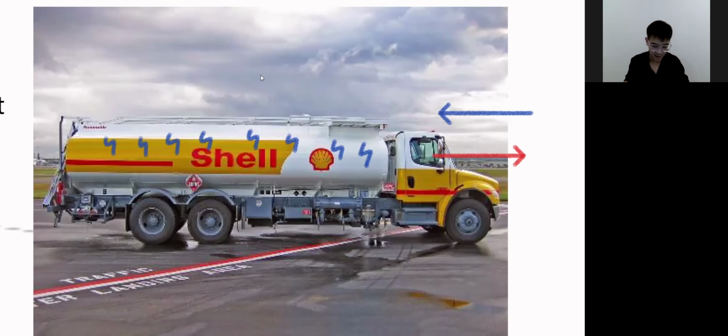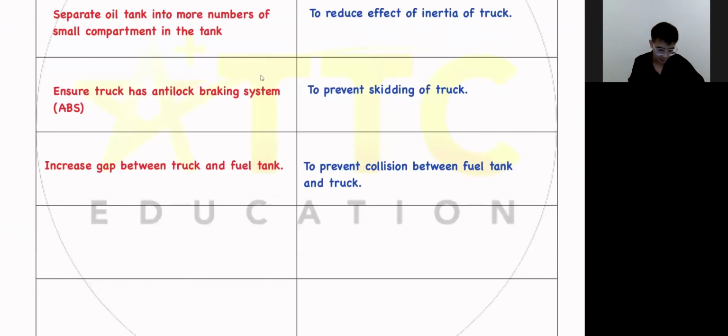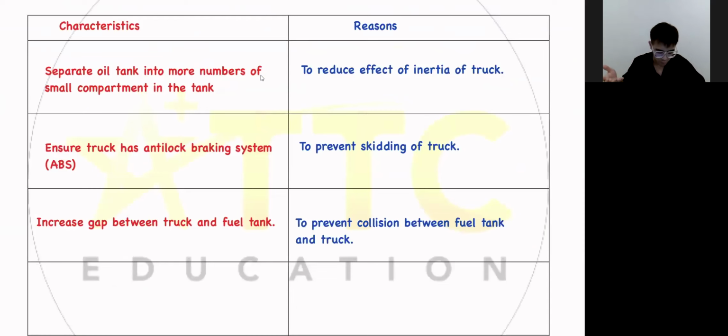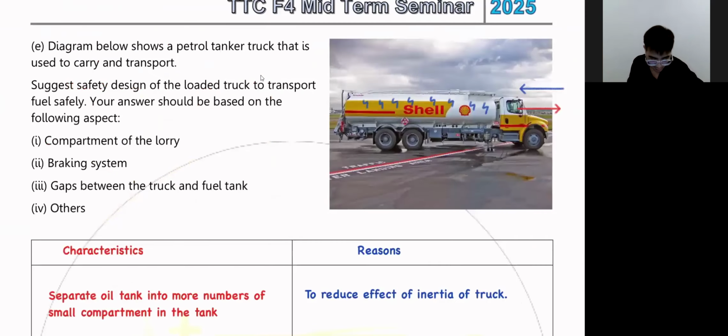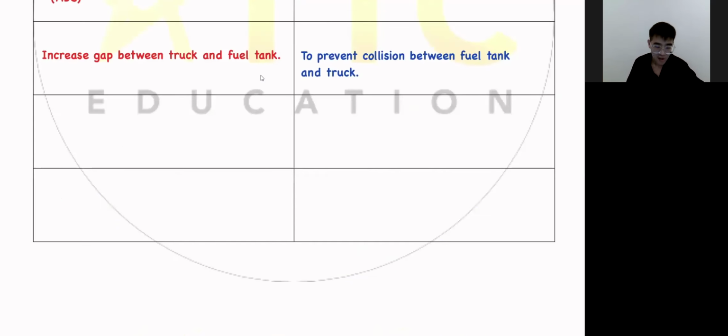Yeah, so that's why it's a safety feature, because now it's not related to inertia. You also have to answer things about safety features. See, just now we were discussing all about inertia, right? The first three answers are all about inertia. But the question is asking you to design this petrol tanker to be safer to transport the fuel. So after this, the other two don't really relate to inertia anymore.